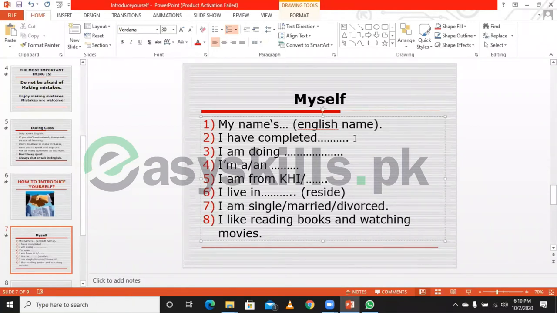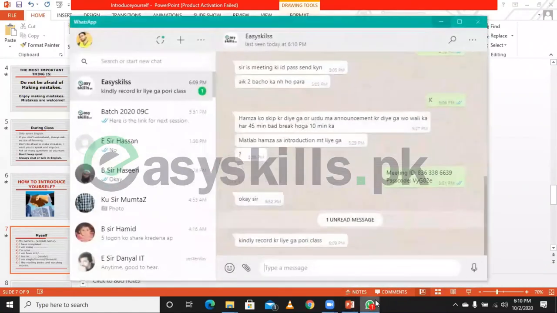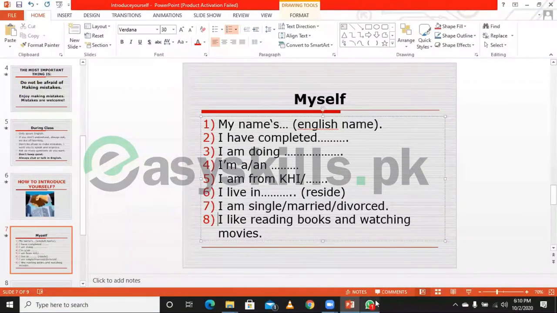And next thing we have is hobby. Means what do you like doing in free time? Aap kya pasand karte hain apne farigh waqt mein karna? I like reading books and watching movies. Different people have different hobbies. And you can tell more than one if you like to. I like using mobile, watching films and so on. So try to speak more than one.